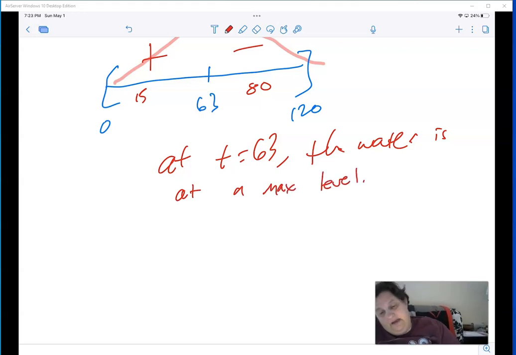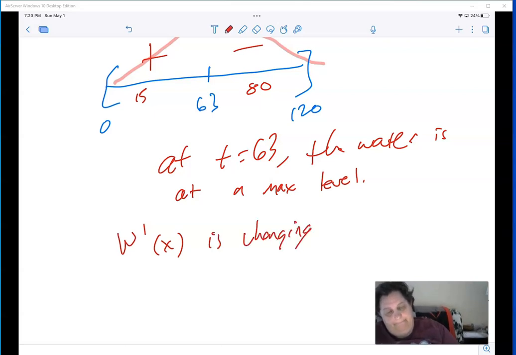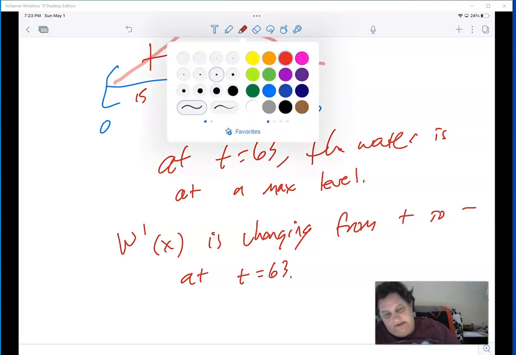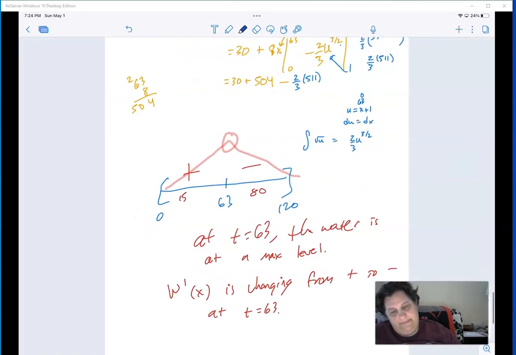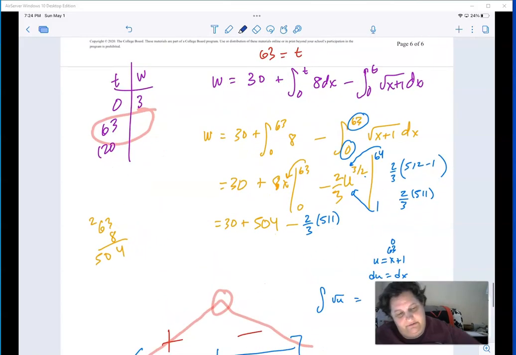Why? Because W prime of x is changing from positive to negative. Not many of them are putting it that way, which is bad. Don't put f prime of x, my friend. Put W prime of x. Okay? I mean, I was on the right track here. Shoot, I just want to finish it.